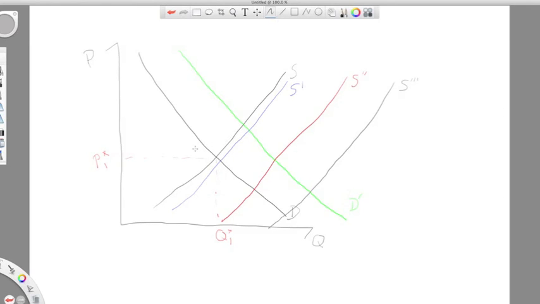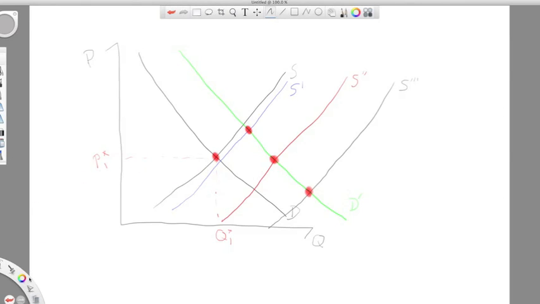But for now, what we're going to say is, suppose that we have an initial equilibrium at this original intersection point. Let's kind of color that in nice like that. And then the demand curve shifts out to the right, and the supply curve is either doing a little shift, a big shift, or a really big shift. So we could be here, we could be here, and we could be there.